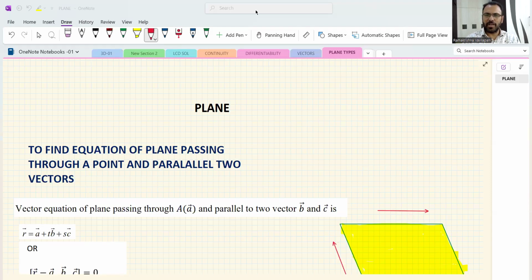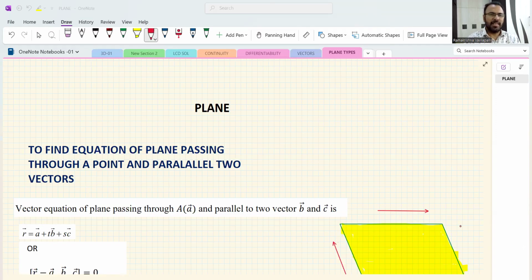In this video, I will explain the third form of plane passing through one point and parallel to two vectors. How to find out the equation of a plane containing one point and parallel to two vectors.